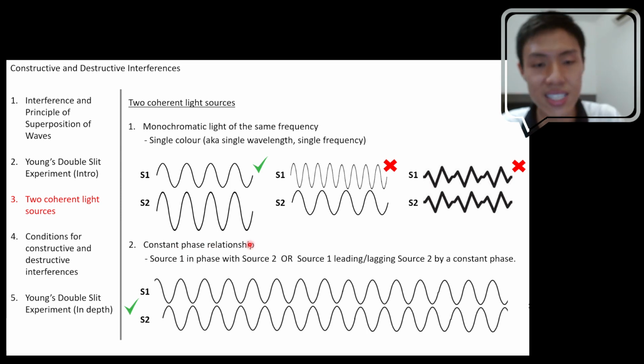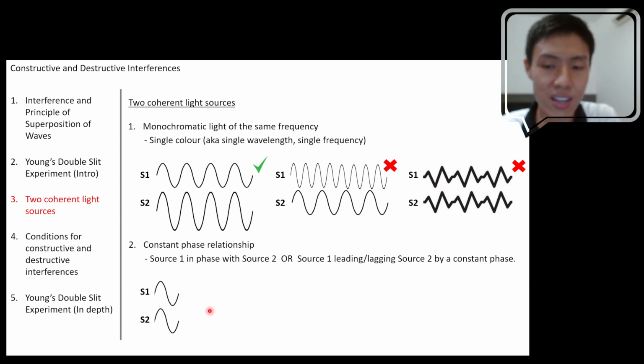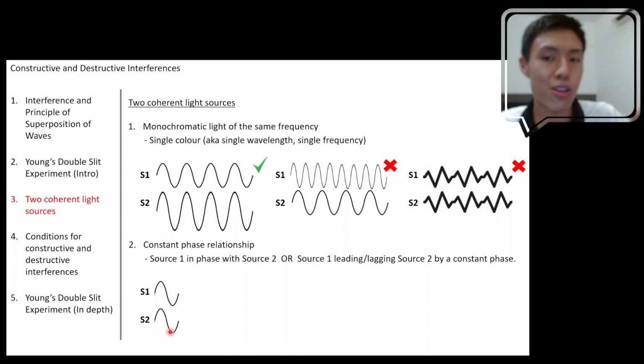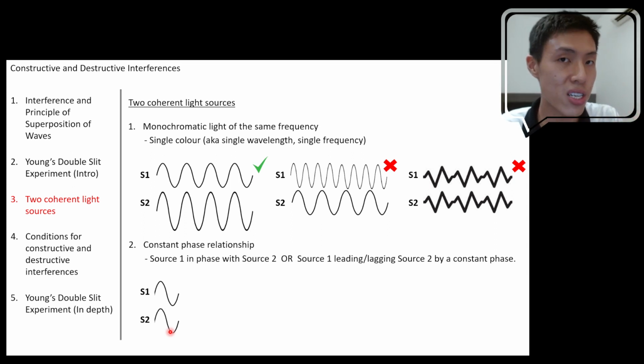Now let's give an example of why something is not a constant phase relationship. Right now you can see that they are in phase, so you might think this one has a constant phase relationship. But no, if it is in phase, it has to be in phase throughout the experiment. Only then is it valid to be called a constant phase relationship. So let's see whether this is a constant phase relationship throughout the experiment or not.